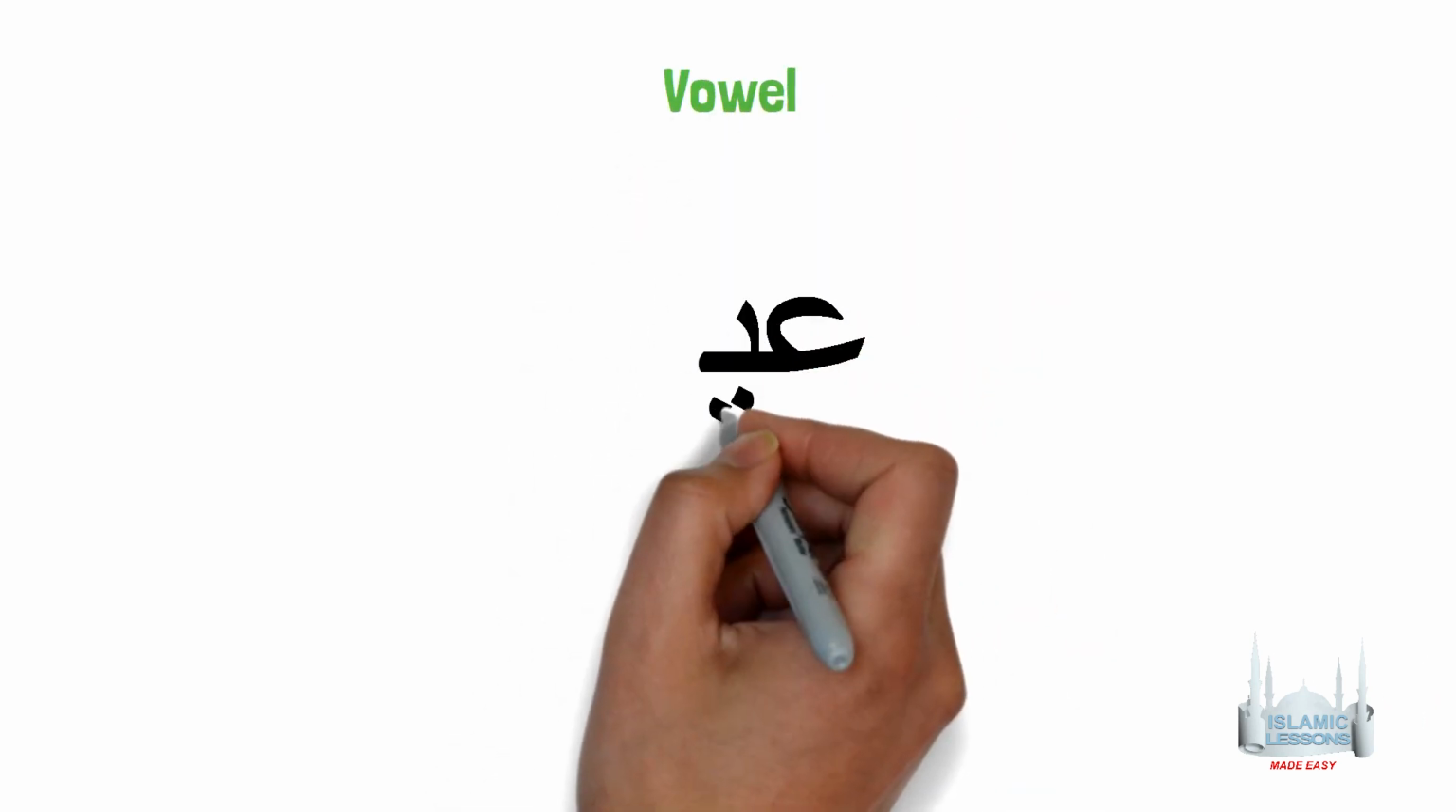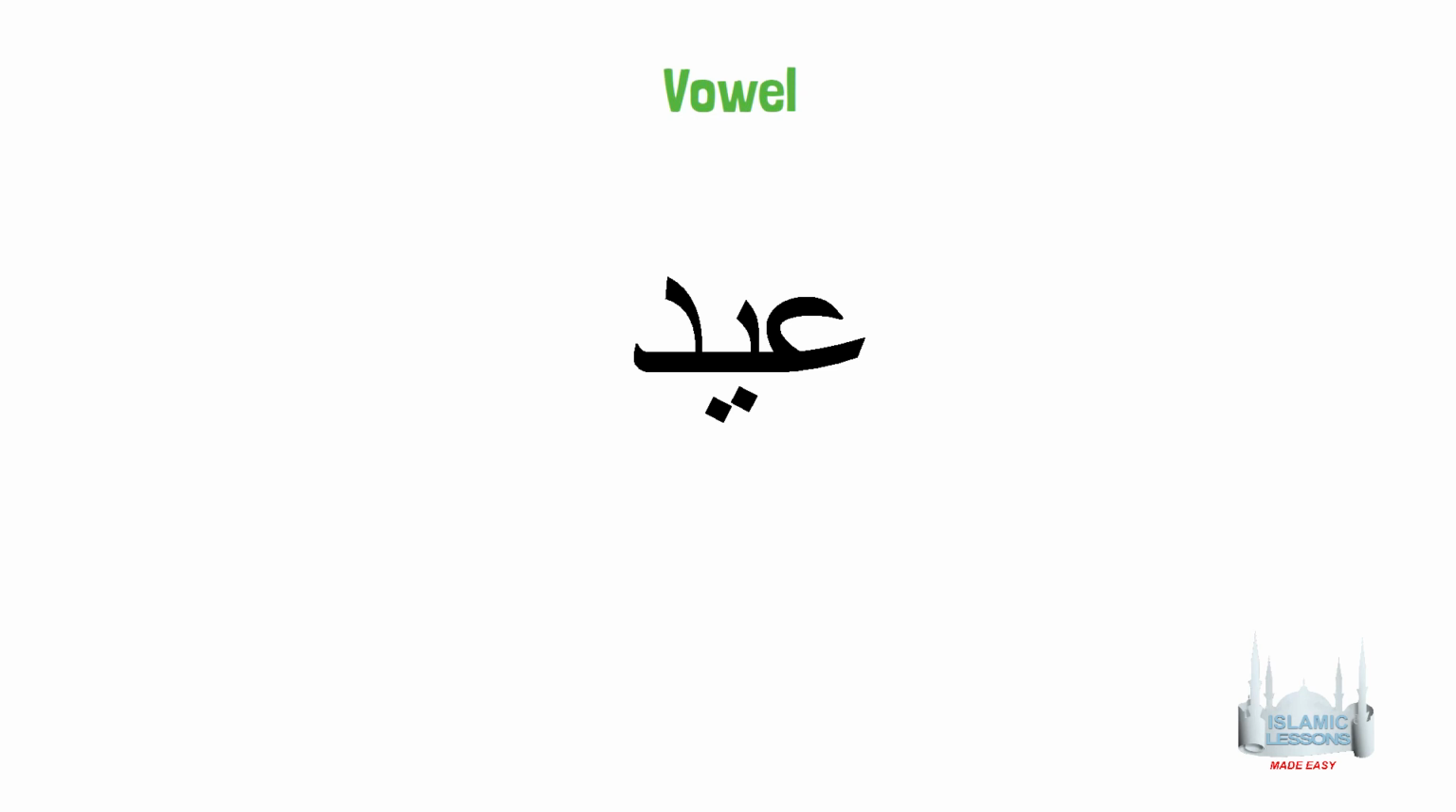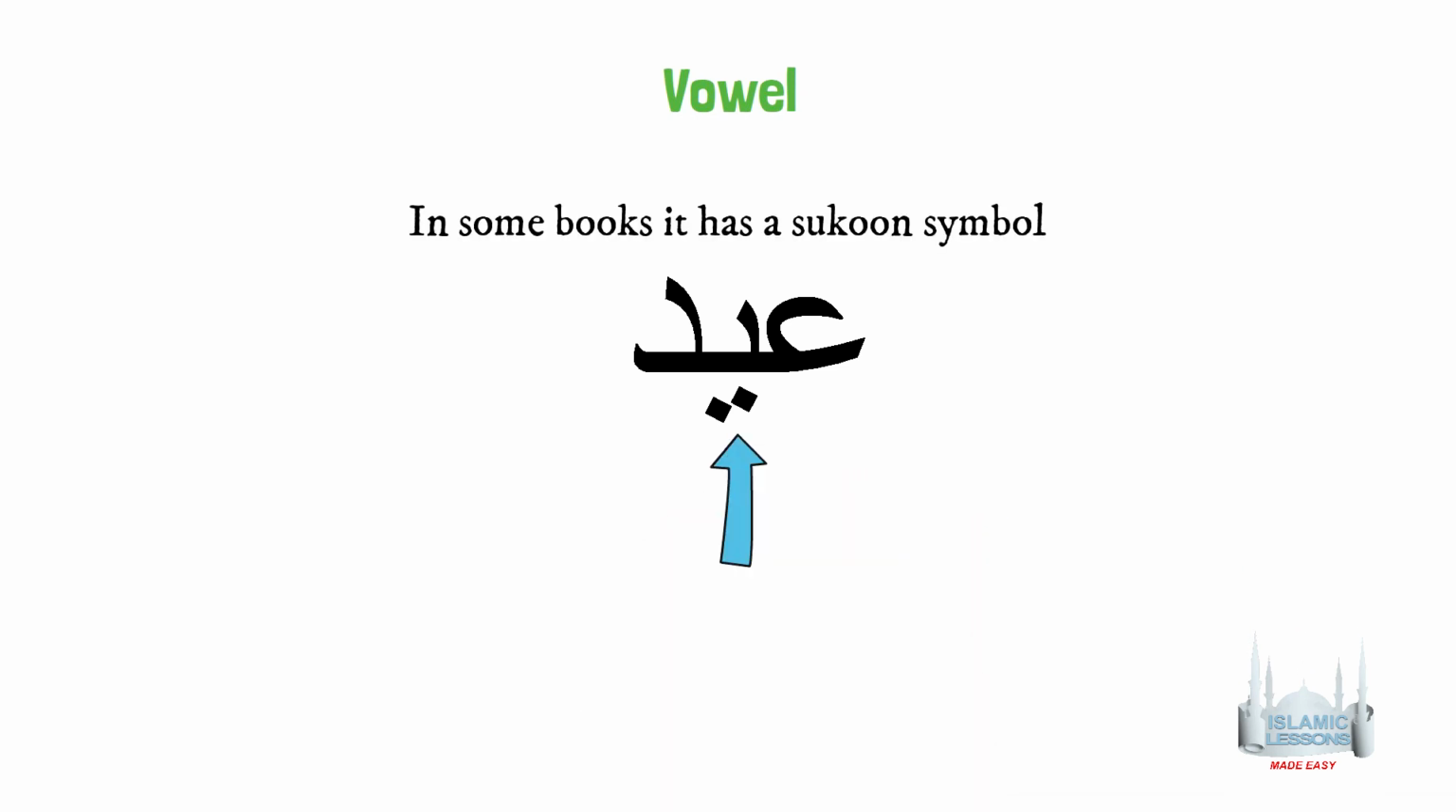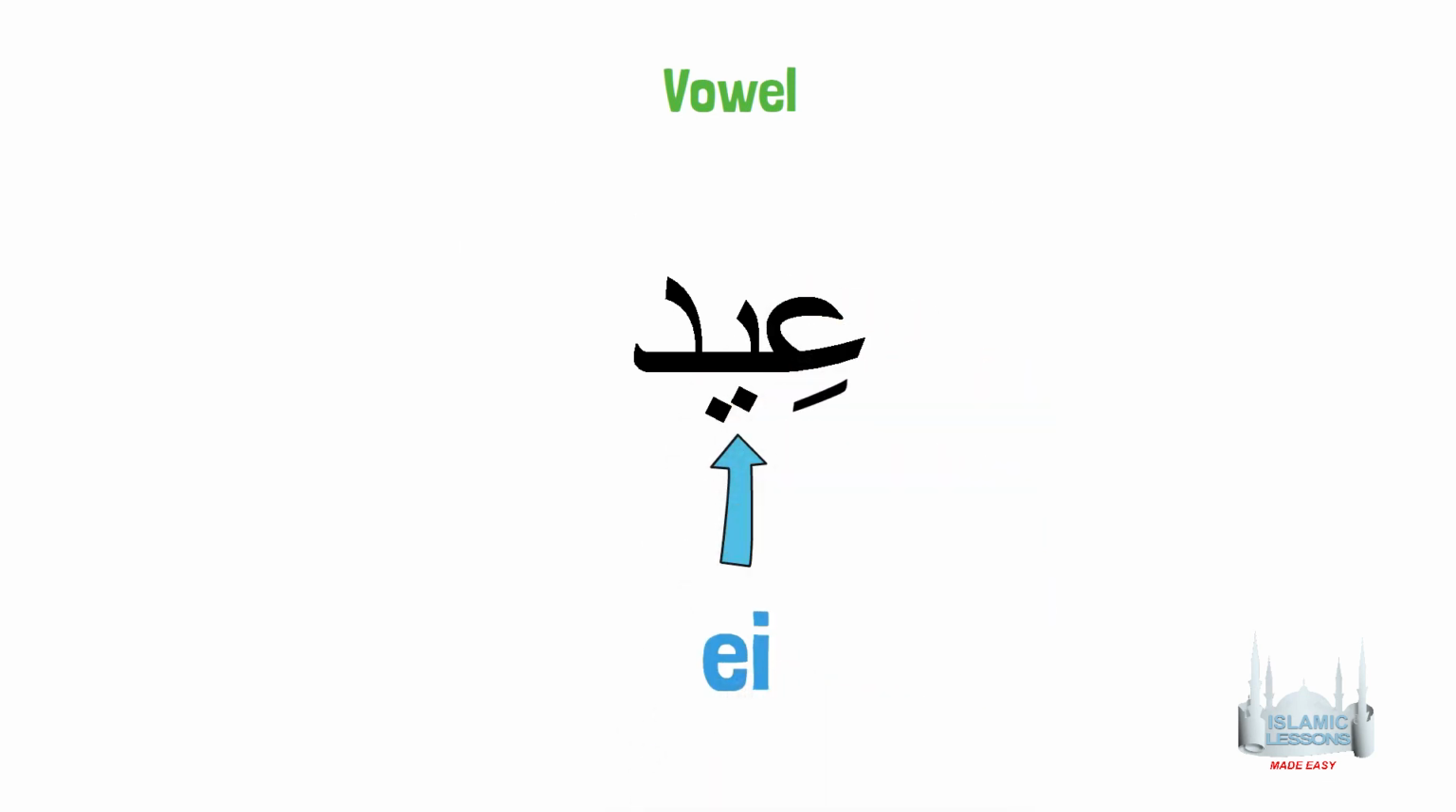If the ya is a vowel, it comes either in the middle or the end of the word. It does not have any marks on it, and the letter before it always comes with a kasra. When you see the ya like this, it makes an e sound in the word weed. So this word will read Eid.